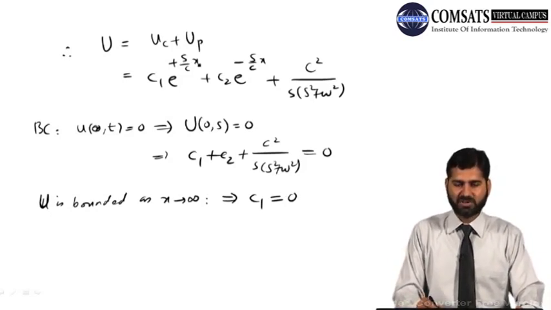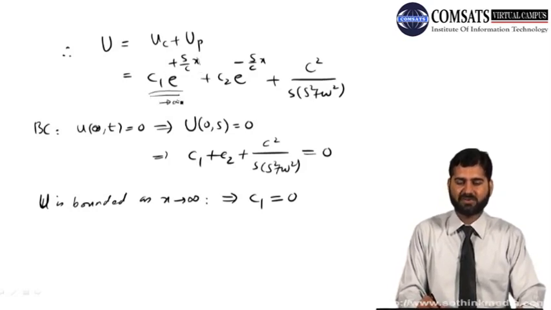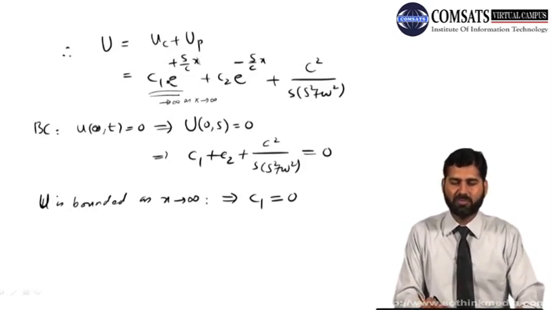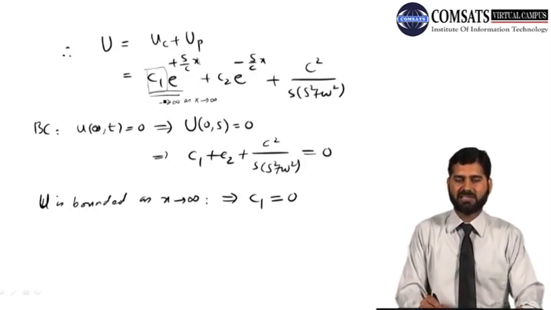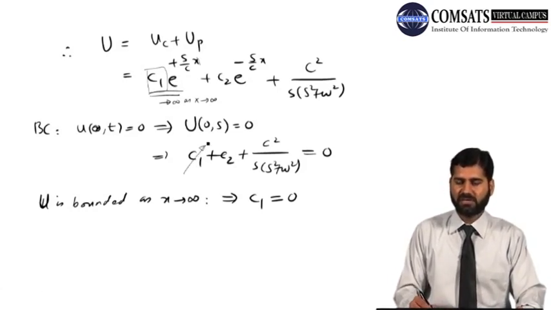Why? Because as x goes to infinity, this thing will go to infinity. So to keep my solution bounded, I need to make this c1 equal to 0. Otherwise, this solution will be unbounded. All right. So c1 is equal to 0 here as well.